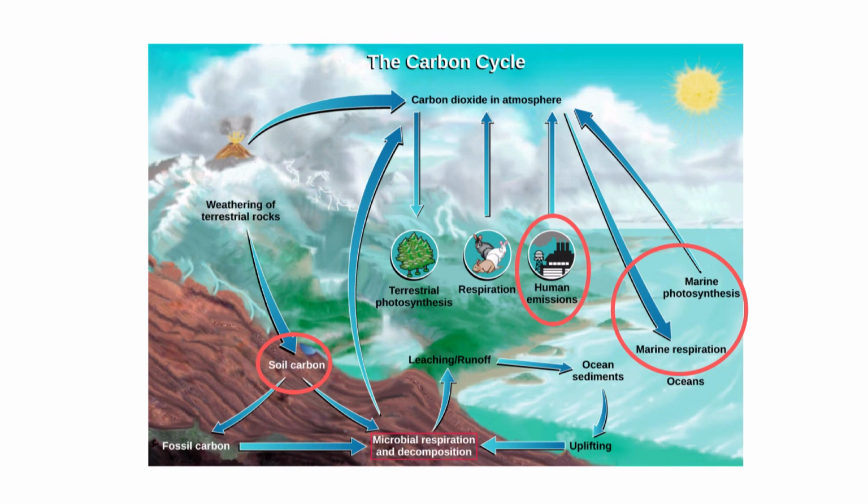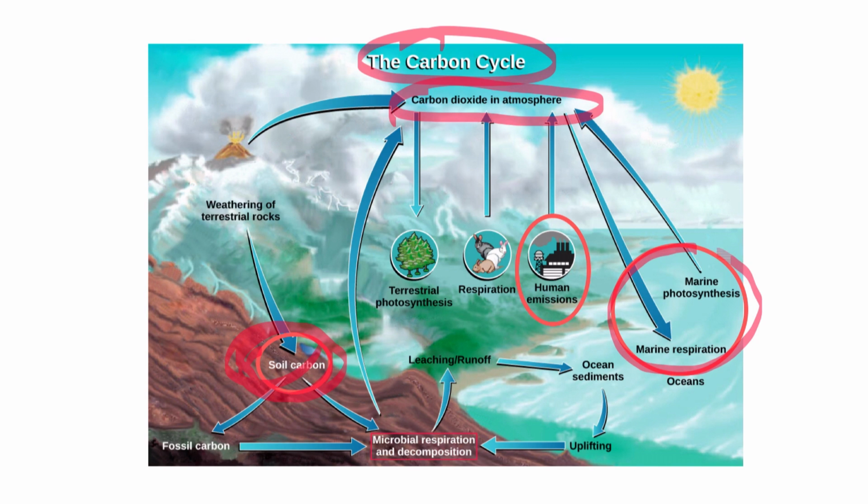So let's talk about the carbon cycle. You need to know where you find major stores of carbon. One of them is in the soil. Another is in the atmosphere. And another is in the ocean, where it is dissolved into the ocean so that it is removed from the atmosphere, and then it is evaporated back into the atmosphere.